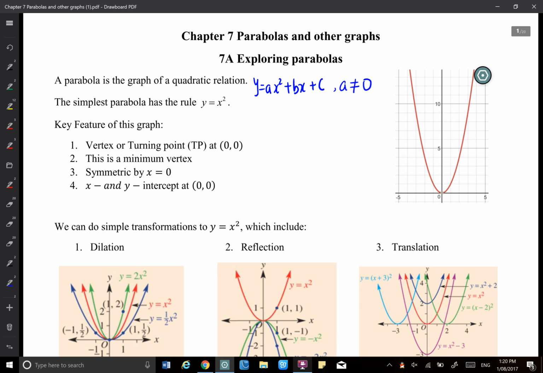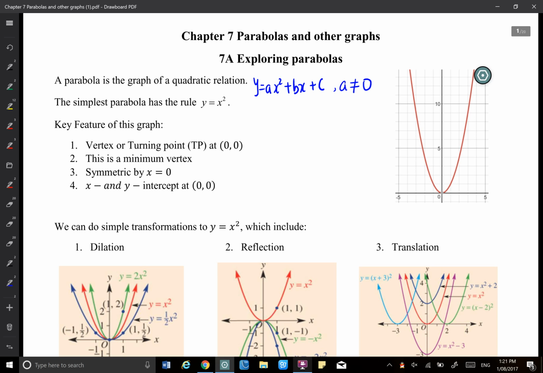Okay, if you plot many points, at 0 you have y equals 0, at 1 y equals 1, at 2 y equals 4. After you plot infinitely many points, we can just complete the shape like that. So what's the key feature of this graph? The key feature is we have a vertex or turning point, which a linear graph does not have. Think about linear. Linear is just a straight line. There's no turning point. There's no vertex. So the first thing we have is a vertex or turning point at 0, 0 for this graph, which is the minimum turning point.